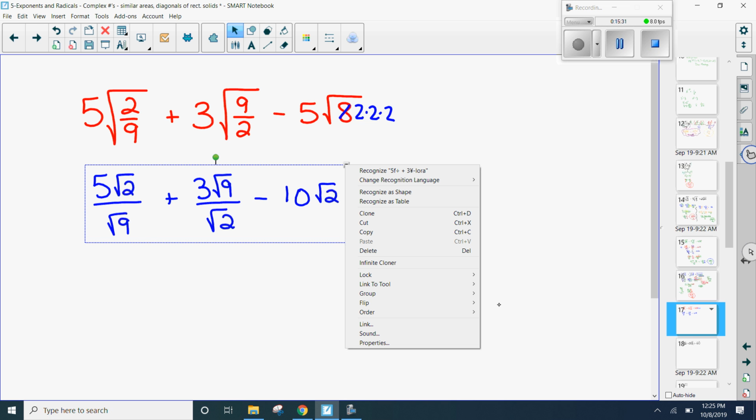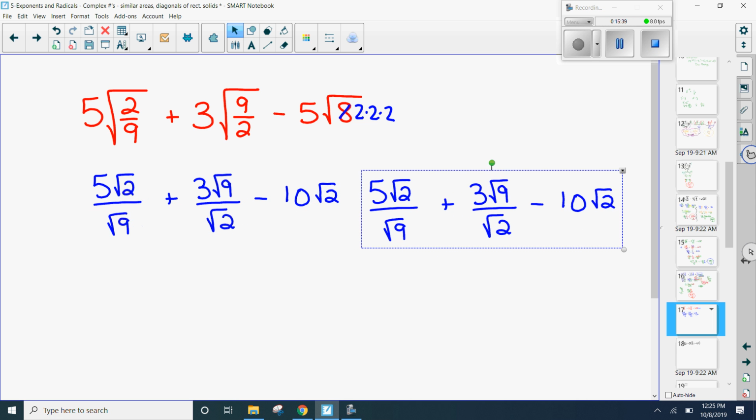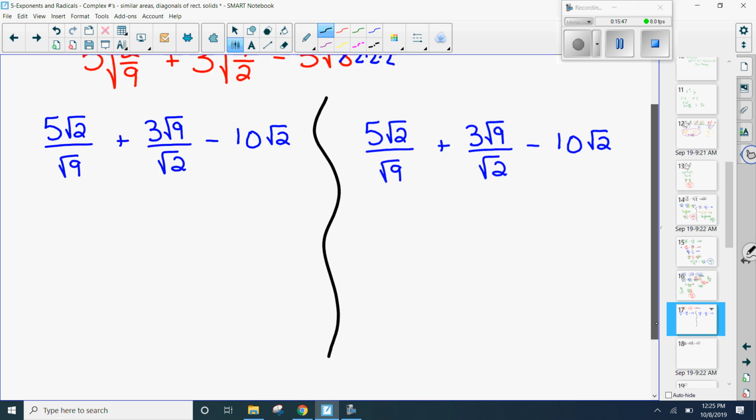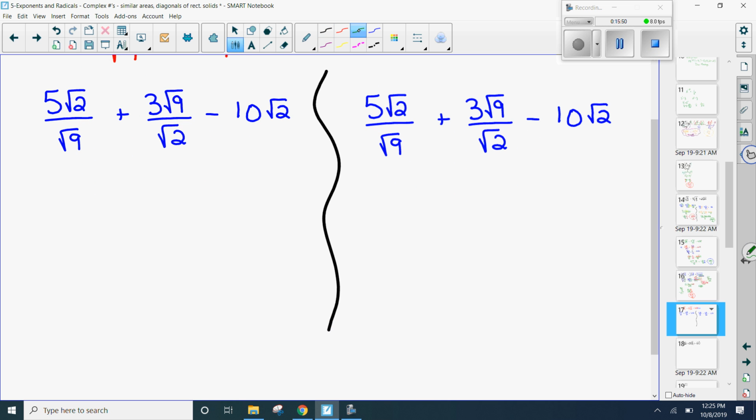Some of you are going ahead and simplifying your radicals. If you simplify your radicals, you're changing the square root of 9 to a 3. If that's the case, your problem now becomes 5 radical 2 over 3 plus 9 over radical 2 minus 10 radical 2. What is the common denominator?